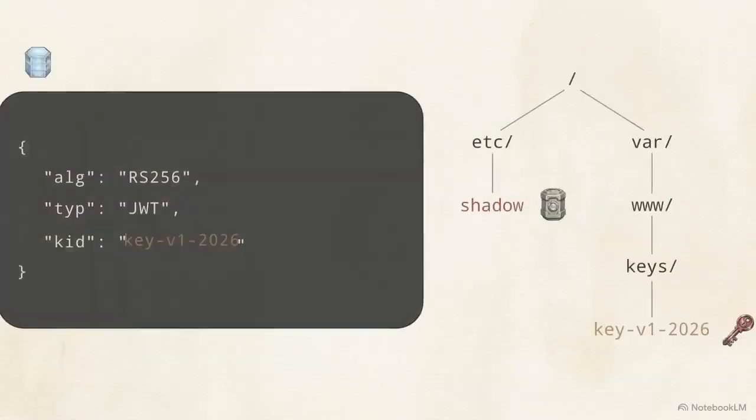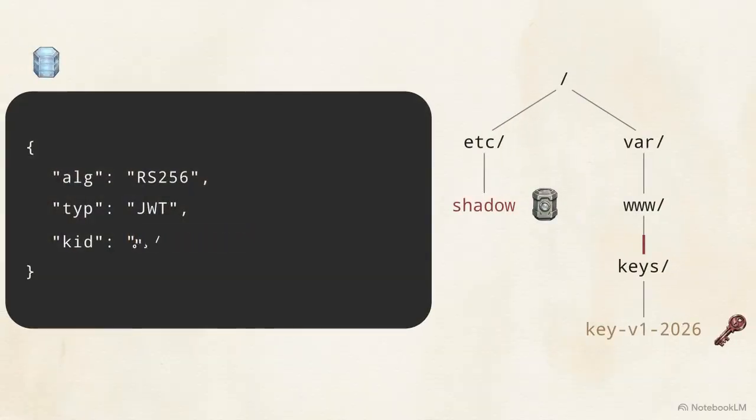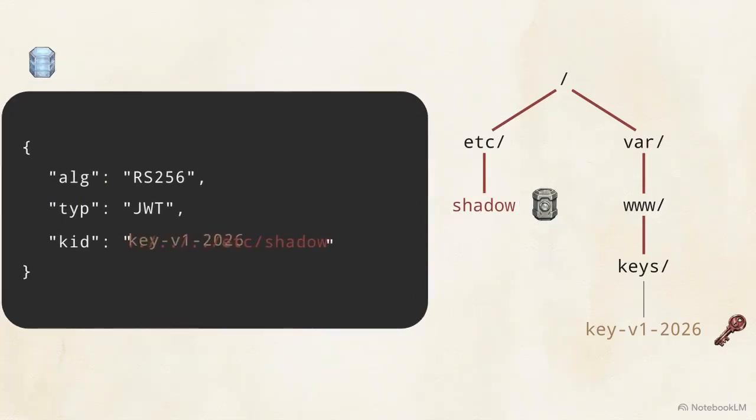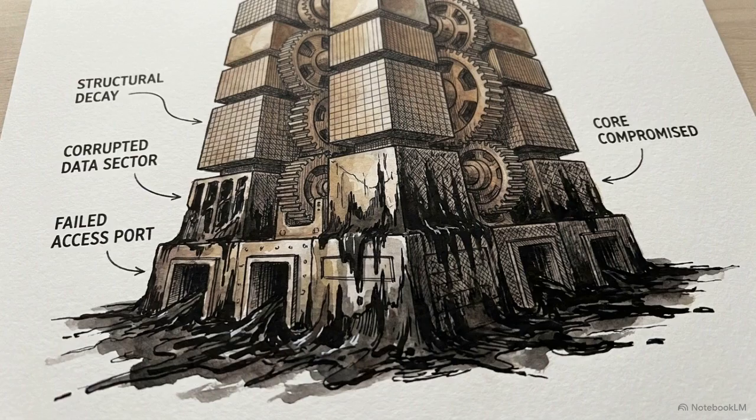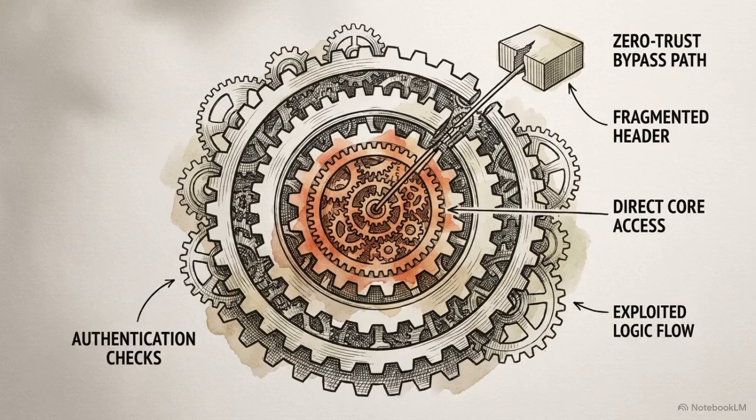If that KID parameter is unsanitized, an attacker can inject malicious SQL statements or directory traversal paths directly into the header. This forces the server to execute unintended database commands or attempt to verify the signature against an attacker-controlled file on the local system. Relying on unverified metadata to drive backend logic fundamentally breaks the zero-trust model.